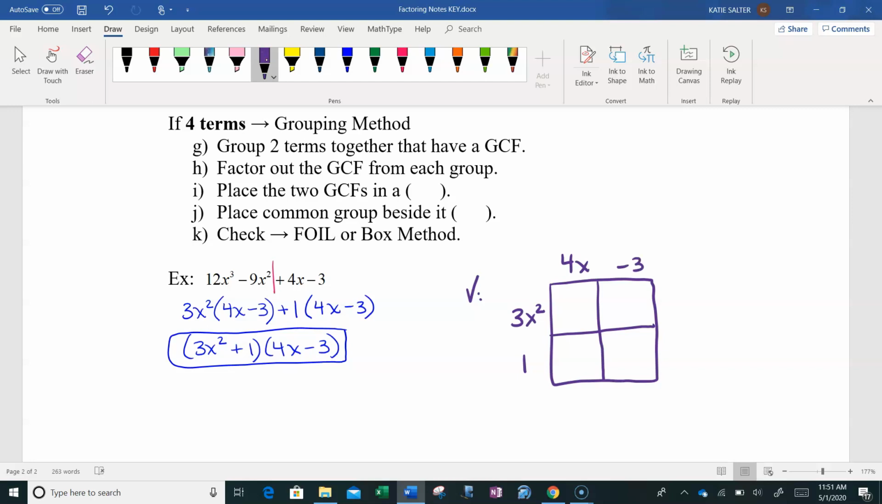And multiply back. 3x squared times 4x is 12x cubed. 3x squared times negative 3 is negative 9x squared. 1 times 4x is 4x. And 1 times negative 3 is negative 3. And if we pull those out, none of these are like terms. So our top row is 12x cubed minus 9x squared, and our bottom row is plus 4x minus 3, and you can see we have what we originally started with.